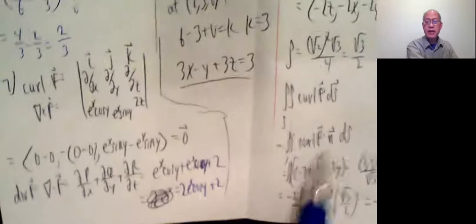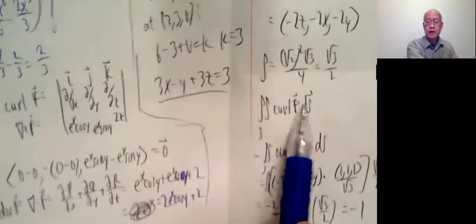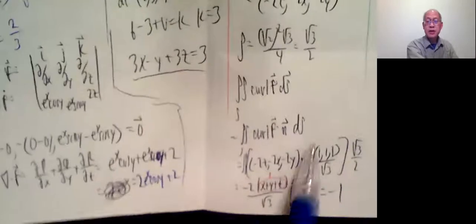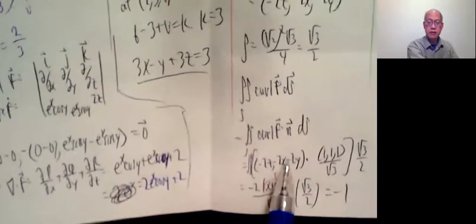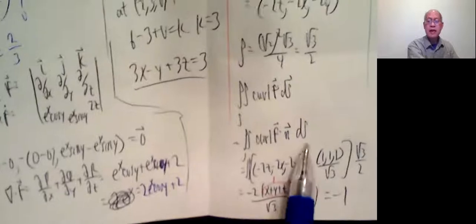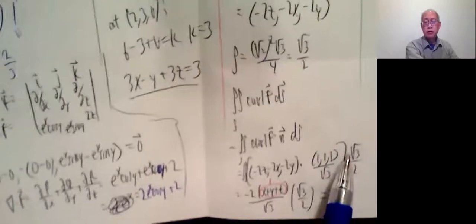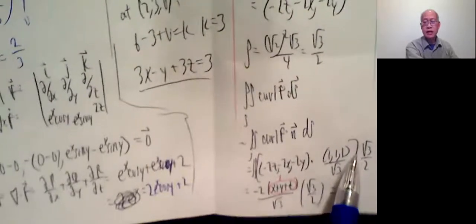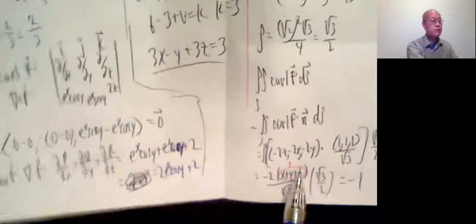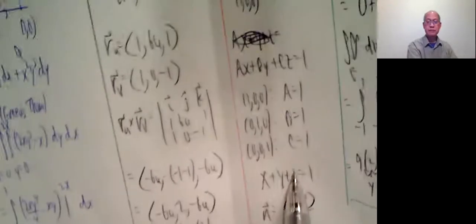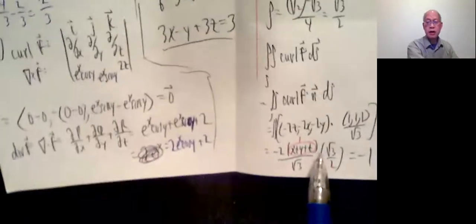So the double integral of curl F dot dS is curl F dot n dS, with vector dS and scalar dS. So the dot product of (-2z, -2x, -2y) dot (1, 1, 1) over radical 3. dS is the area of that equilateral triangle, which we found to be radical 3 over 2. If you don't like that, you can do the other method that we did in class, but I wanted to show you this also. That's -2 times (x + y + z). But x + y + z we now know to be 1 anywhere on that surface. So -2 times 1 over radical 3 times radical 3 over 2 comes out to be -1.